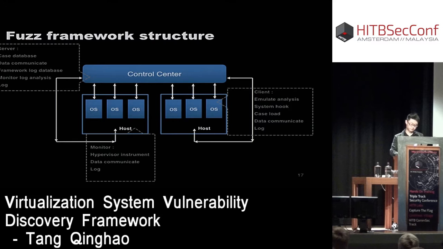As shown in the figure, you could clearly see each component and their data flows. I divided the framework into three parts: the host machine, the virtual machine, and the control center. And all three components are running in every part. We call them a monitor, client, and server. Every part consists of a number of functional modules.